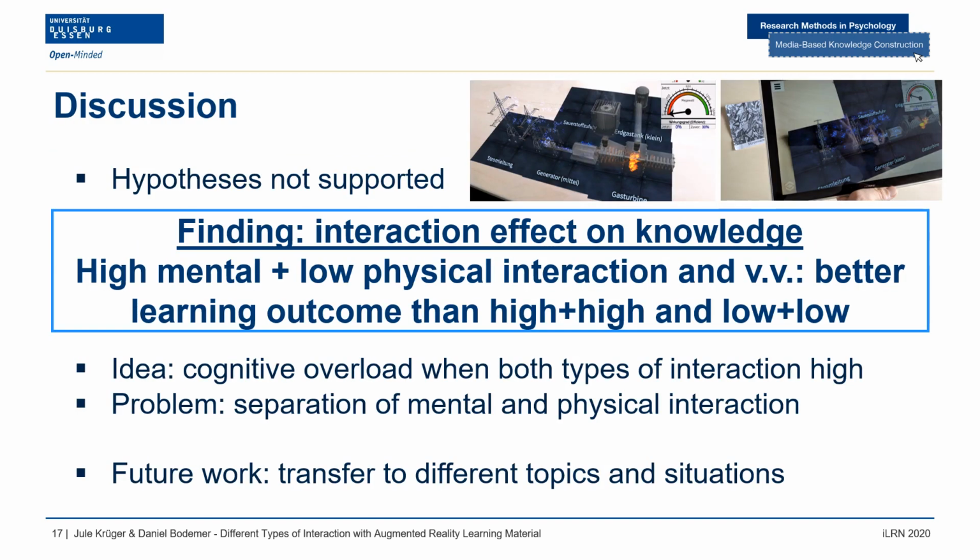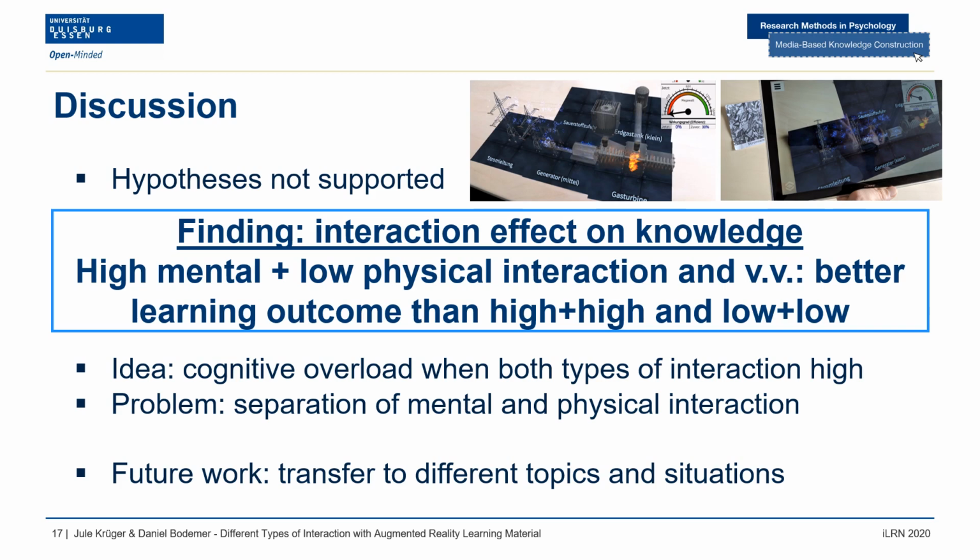Although the hypotheses we had were not supported by the data, an interesting interaction effect concerning the learning outcomes was found. Participants in the conditions in which only one of the interaction types was high scored higher on the knowledge test than participants in the conditions in which both types of the interaction were either high or low. An explanation may be that when the participants had to be mentally and physically active, this led to a cognitive overload and learning was hindered.